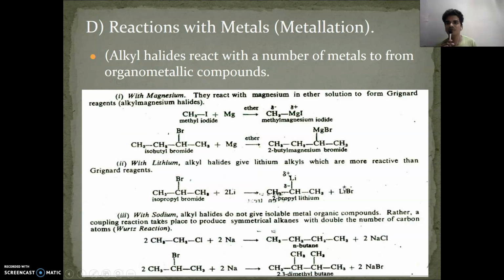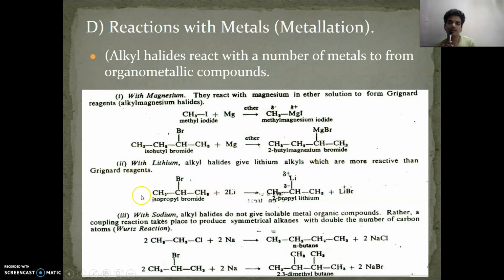Then reaction with metal. So the last one from this particular reaction is the reaction with metal, or metallation reaction. So alkyl halide interacts with a number of metals to form organometallic compounds. For example, with magnesium, they react with magnesium in ether solution to form a Grignard reagent. So methyl iodide with Mg in ether will give methyl magnesium iodide. Isobutyl bromide interacting with magnesium in the presence of ether will give isobutyl magnesium bromide.